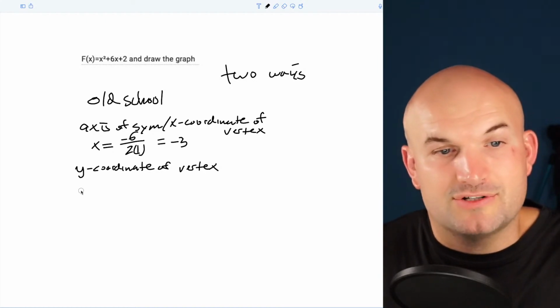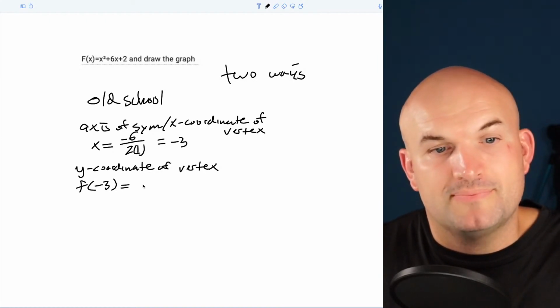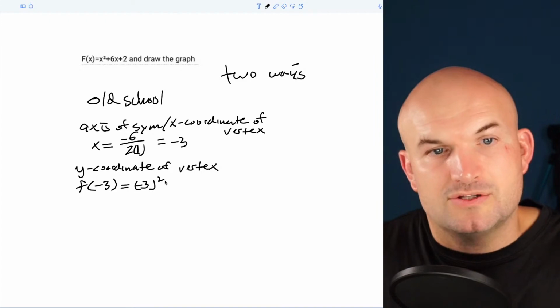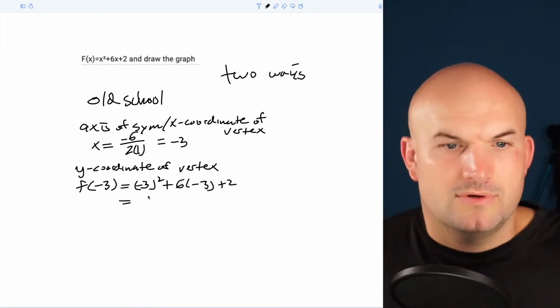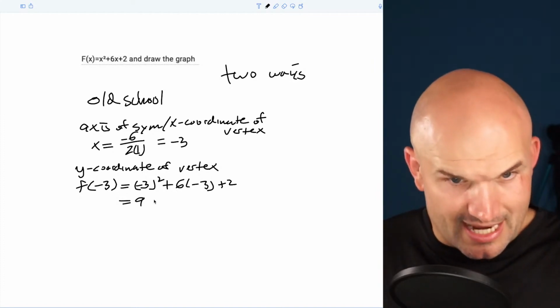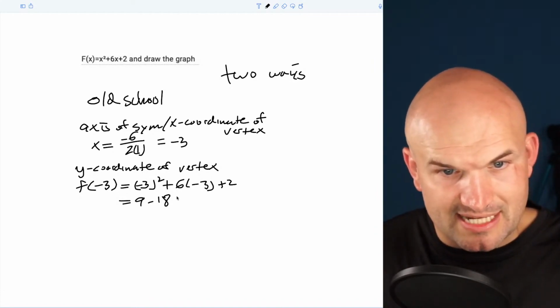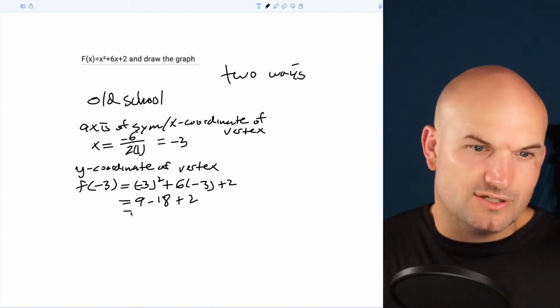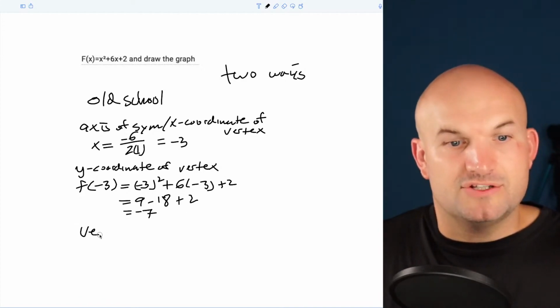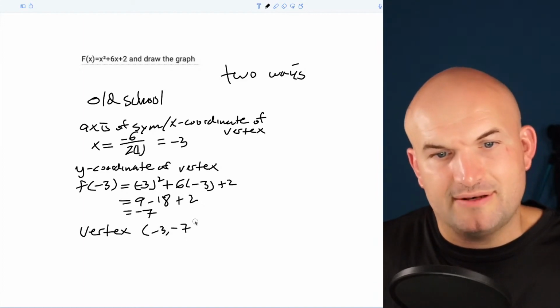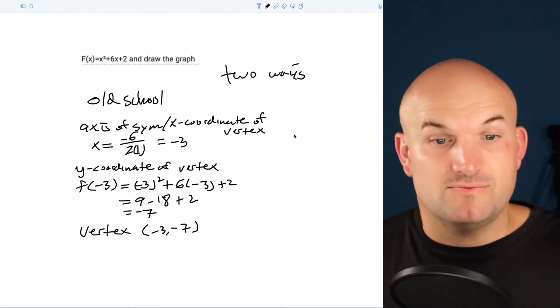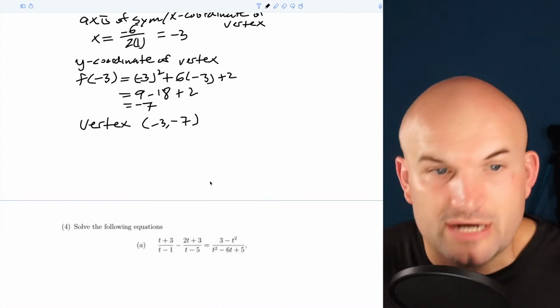So the y coordinate is going to be, just plug that into your formula, right? So we have -3 squared plus 6 times -3 plus 2. And in this case, I will get 9 minus 18 plus 2. So it looks like you get -7. So now I found the vertex is going to be at (-3, -7). Okay, so now that I know what my vertex is, what I would do is pick two other numbers.